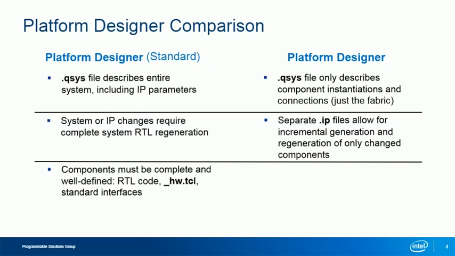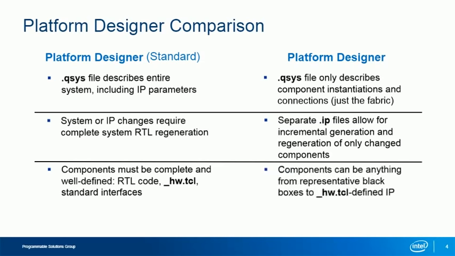In the Pro Edition, components do not need to be complete in order to generate the system. A generic component that defines the interface connections to the rest of the system without a functional implementation is all that's required. This works well for a team-based design or any system design where part of the system may still be under development.